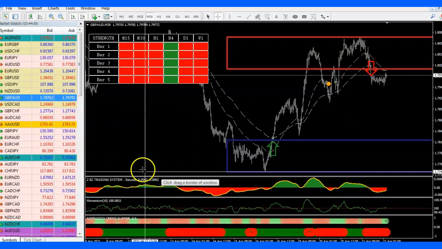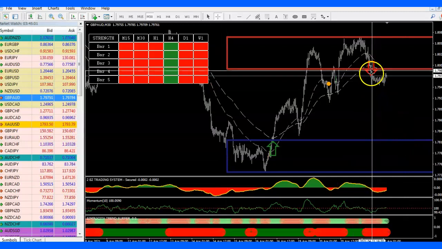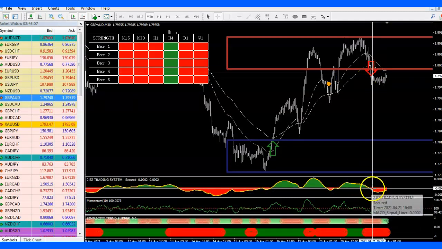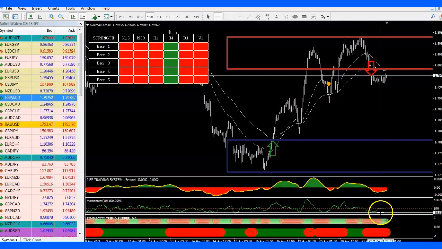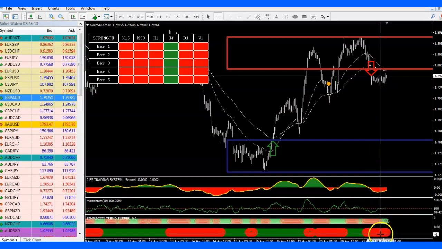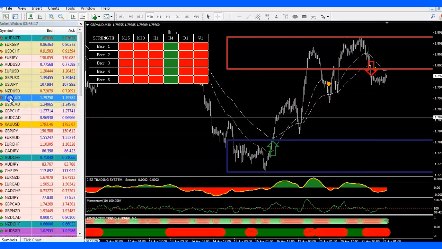GBP/AUD. Okay, that's a good prospect right there. I like this one. We got a good position. Arrow below 100, below zero line. The MACD below 100 and the momentum. I got red and I got red here. It's probably gonna pull back, so that one's gonna be a good prospect for the morning also.